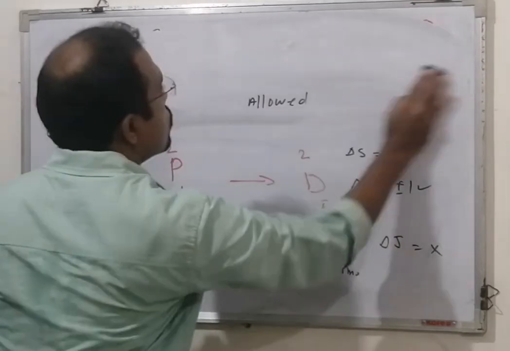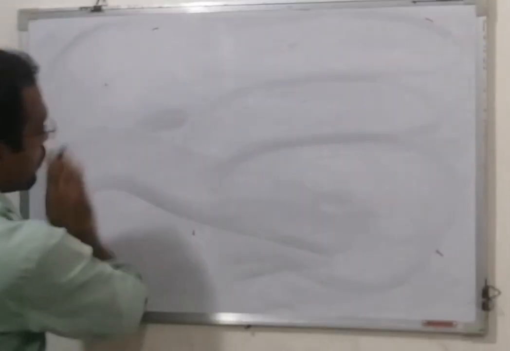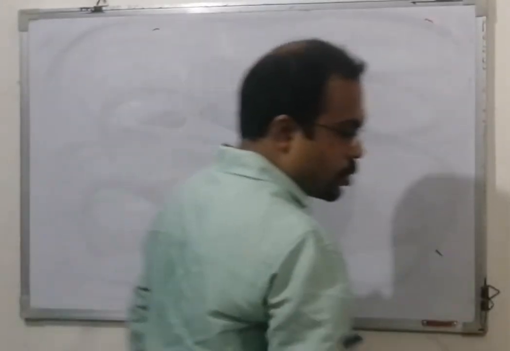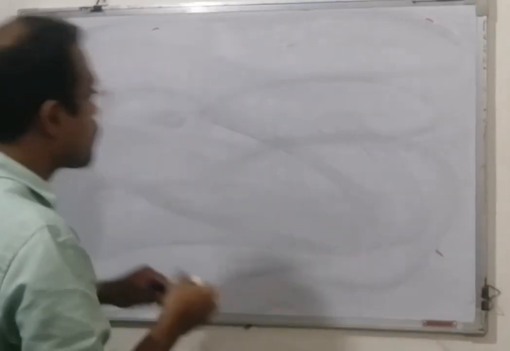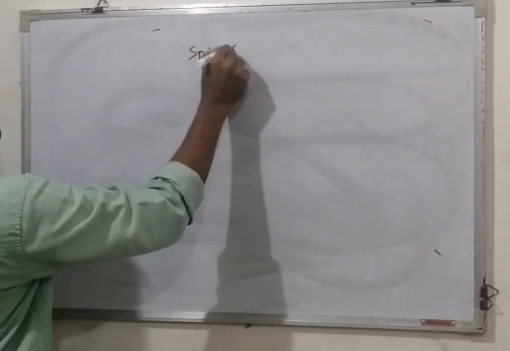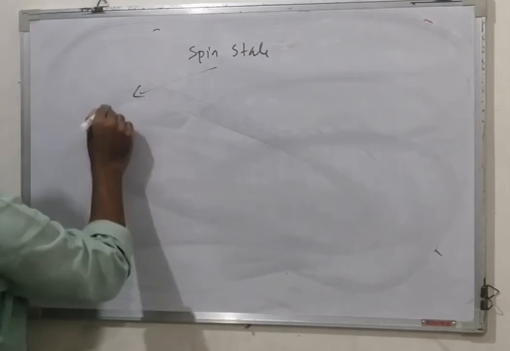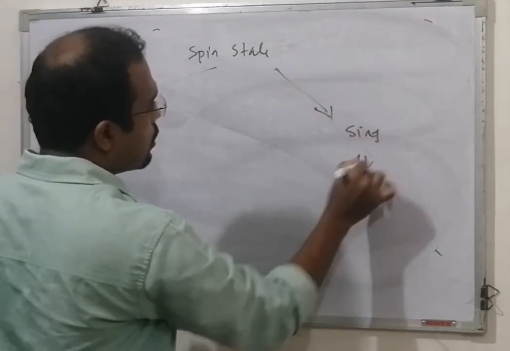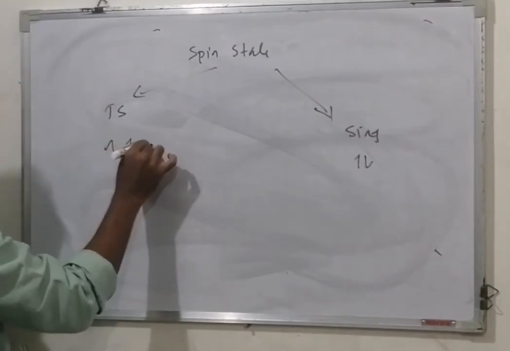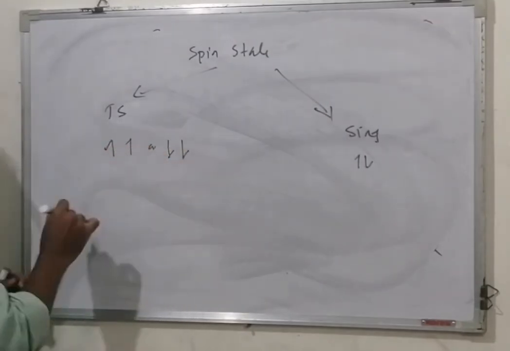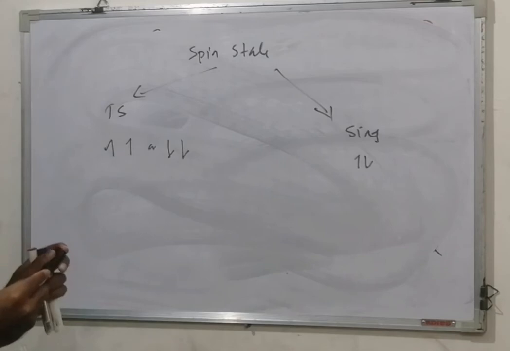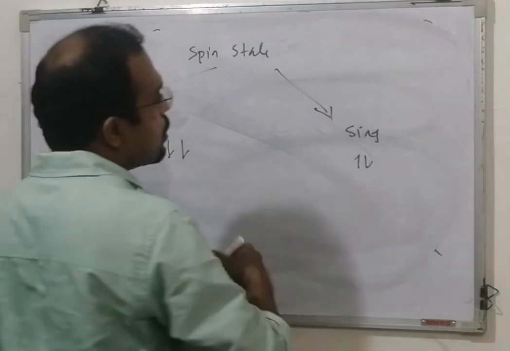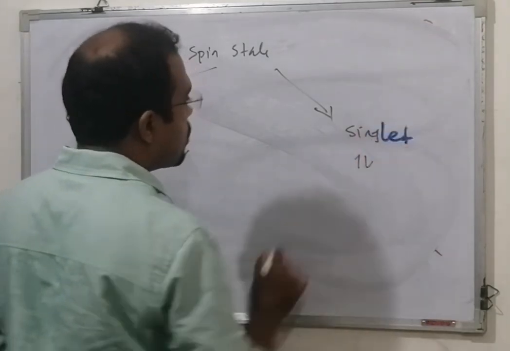I just give you some more details of the spin state. You have 2 types of spin state, that is triplet state and singlet state. Singlet is this, triplet is this or this. Here both electrons have the same spin. Here, this is singlet, opposite spin.